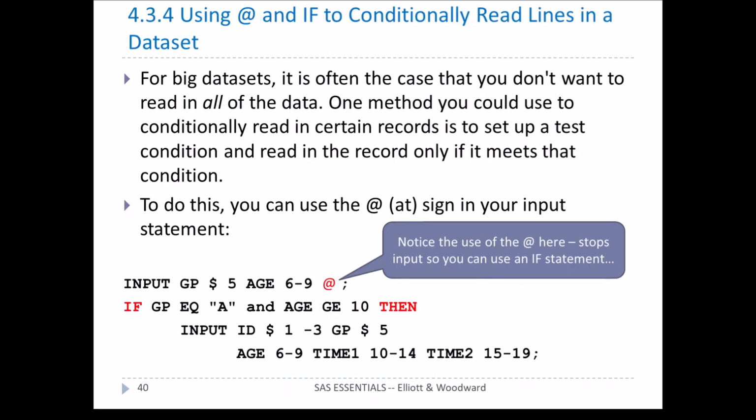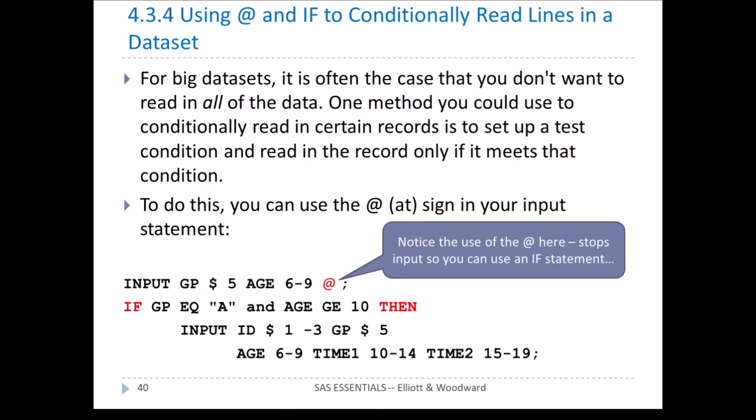All right, so now let's look at using an at statement to conditionally read lines in a data set. This is a very clever and handy thing to learn how to use. So for big data sets, it's often the case you don't want to read in all of the data. I mean, you may have hundreds or thousands of variables or records or various things within the data set. Nowadays data sets can have millions, even billions of records. Oftentimes, as you're reading through the data set, you want to limit the pieces of data that you use so you don't end up with a data set that fills up your entire hard drive or cloud drive or whatever.